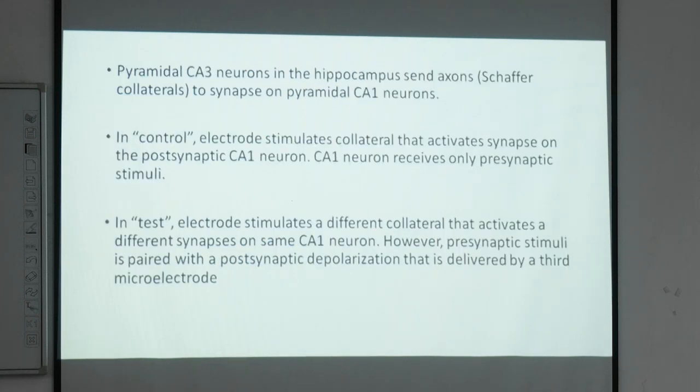So we have a control and we have a test electrode, right? We have a control situation and one is test. In control electrode stimulation, it stimulates a collateral that activates a synapse on the postsynaptic CA1 neuron, and the CA1 neuron receives only presynaptic stimuli. This is test, this is control, right? And in test, what is happening? The test electrode stimulates a different collateral that activates different synapses on the CA1 neuron. So I am showing you the picture.